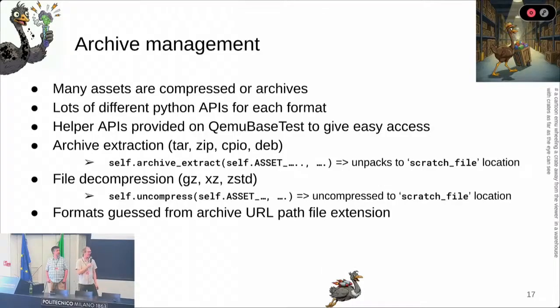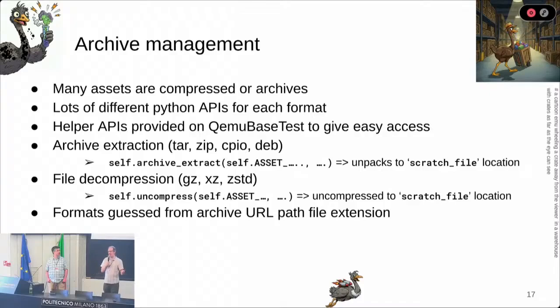Now, many of the files that you're dealing with are not necessarily plain files that you can use straight away. Quite a lot of the assets that we download will be compressed in a wide variety of compression formats. Other assets are hidden inside archives, whether they're zip files or tarballs. So we often have a need to extract files from archives and uncompress them.